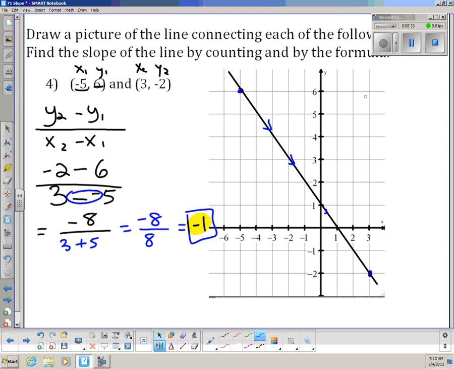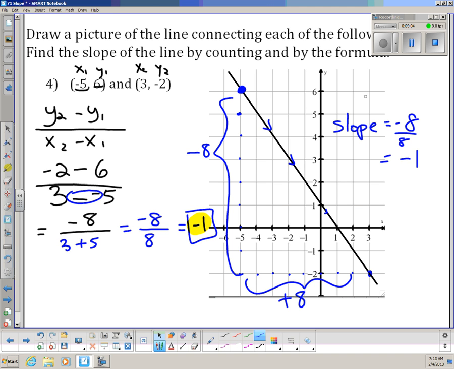So if we were to count this slope out, I'm going down one from this point. One, two, three, four, five, six, seven, eight. And since we're going in the downward direction, I want to call this negative. And we're going to move to the right, 1, 2, 3, 4, 5, 6, 7, 8. This is a positive 8. As you move from left to right, that's positive. So if you get the slope by counting, you'll get negative 8 over 8, which is negative 1. So negative slope lines go downward from left to right. Okay? So a line with a negative slope, this has a negative slope. It goes downwards from left to right, as opposed to a positively sloped line, which goes upwards from left to right.